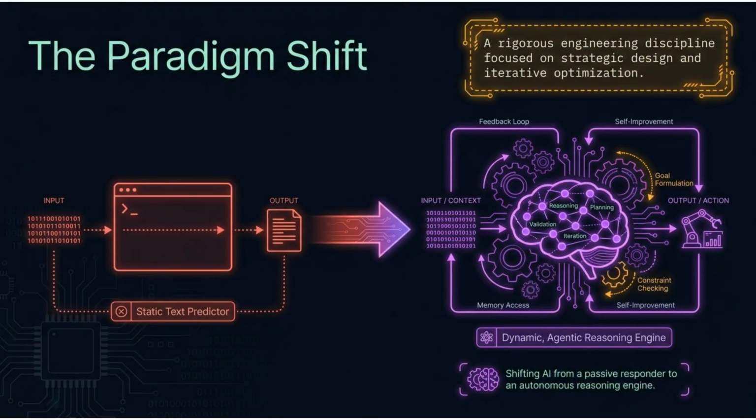This video will explore how to architect AI reasoning, transforming a static predictor into a dynamic reasoning engine. The paradigm shift involves moving from a static text predictor to a dynamic, agentic reasoning engine. This requires a rigorous engineering discipline focused on strategic design and iterative optimization.